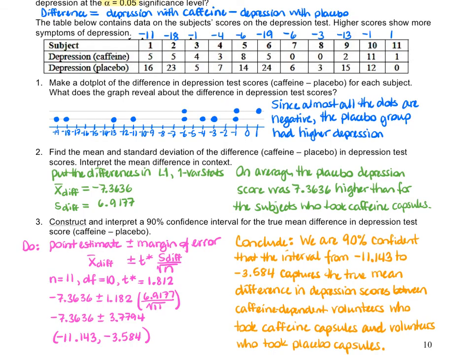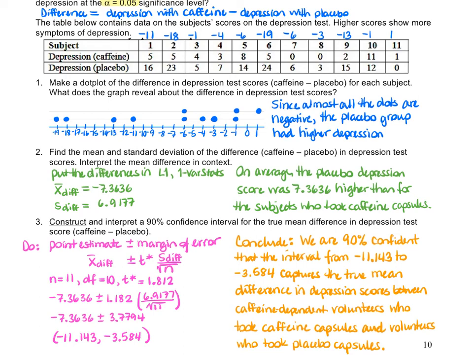Okay, so right up at the top, you can see I found the differences for each of the subjects, caffeine minus placebo depression scores. And then in number 1, it says make a dot plot of the difference in the depression scores for each test subject. So I did that using those differences. And since almost all the dots are negative, the placebo group had higher depression. And we can see all but one had a higher depression with the placebo. So the direction in which we define our problem matters.